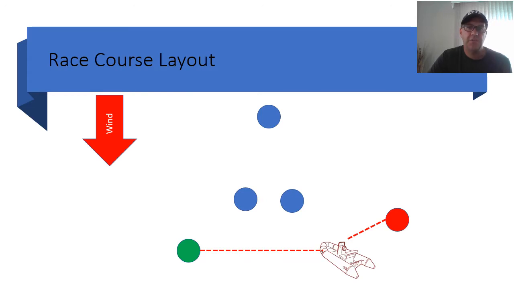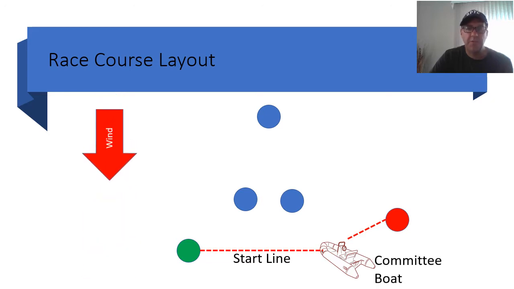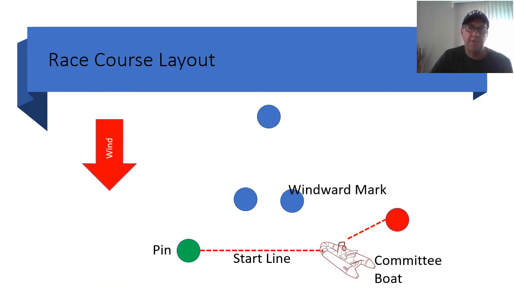Okay, basic race course layout. You'll see here I've defined what 99% of the time you will have in one design racing in high school. You have a start line. The start line is defined by the committee boat and pin. That defines your start line.